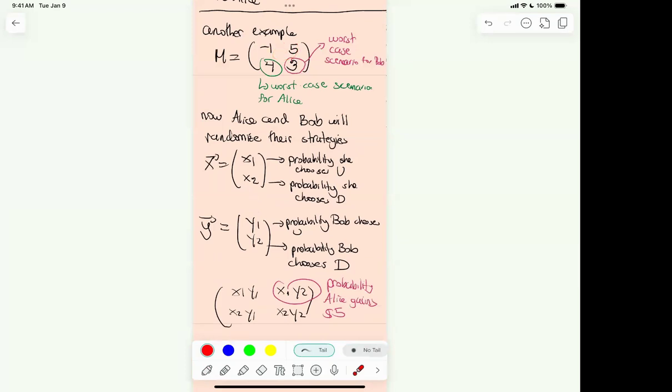Okay. Is that making sense? This other one would be the probability that she loses $1. So this is the probability that Bob gains $1.